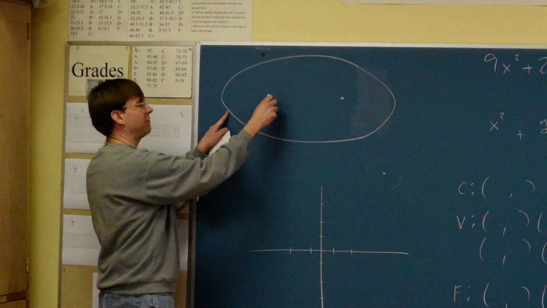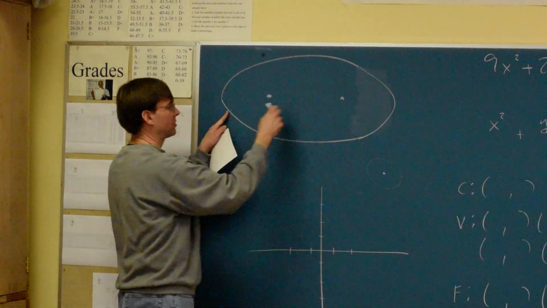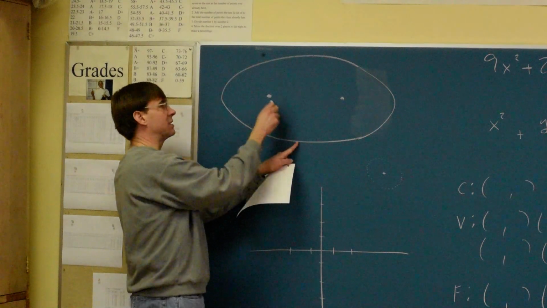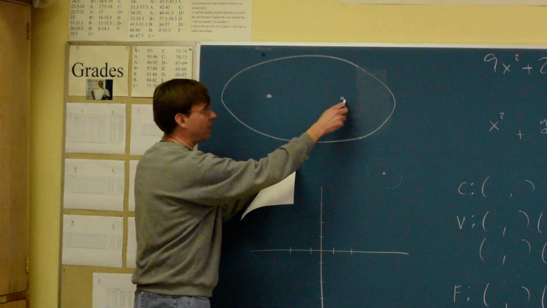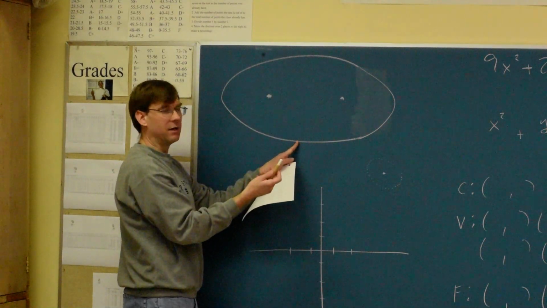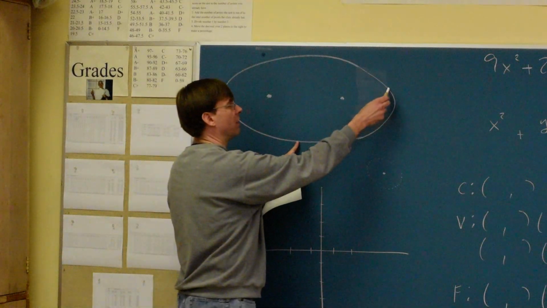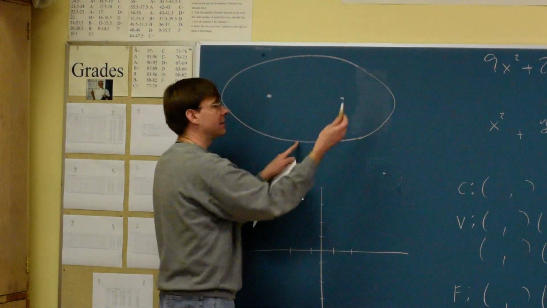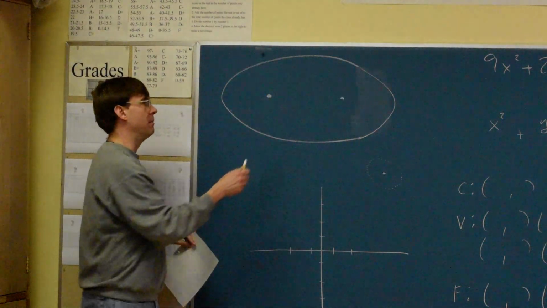So maybe this is like 5 inches and that's 10 inches. You add it up, you get 15. A point like this is maybe 7 from this and 8 from that. But you still get 15 if you add them up. Something over here, you might be 4 from this, with the 11 from that, it still gets to be 15. That's the theme.